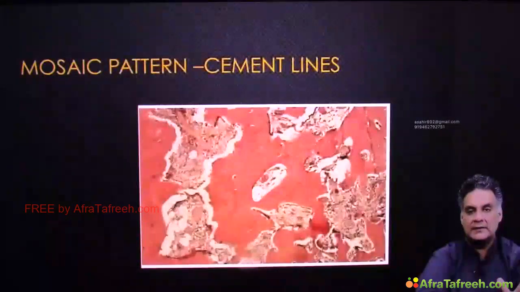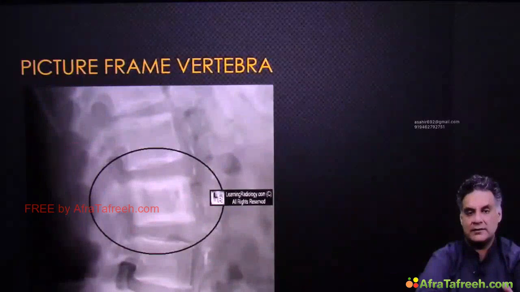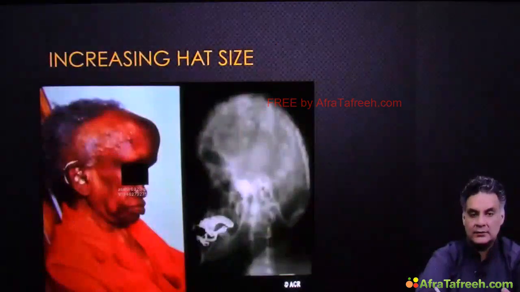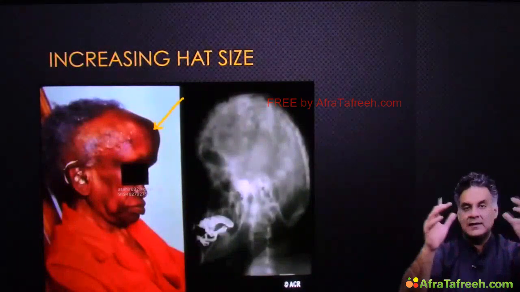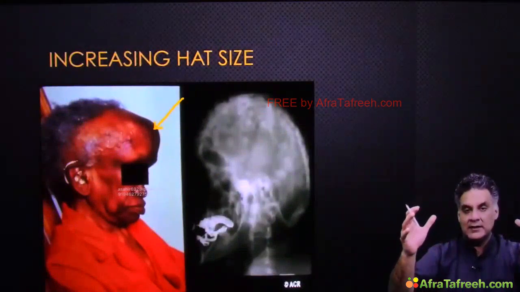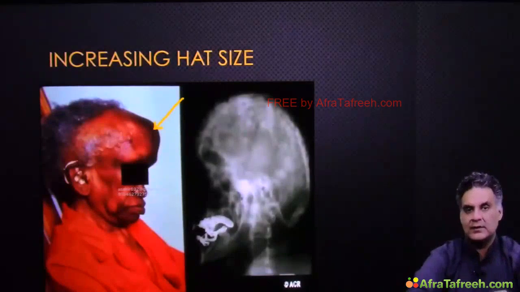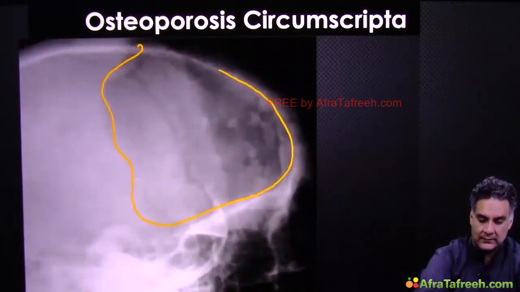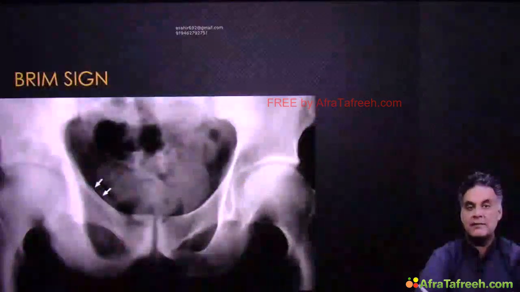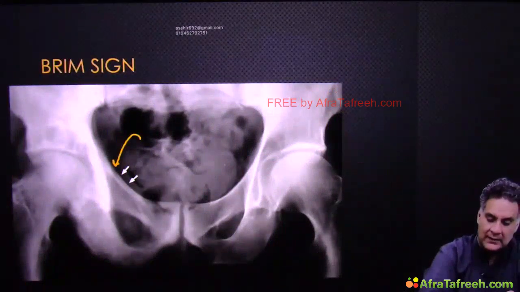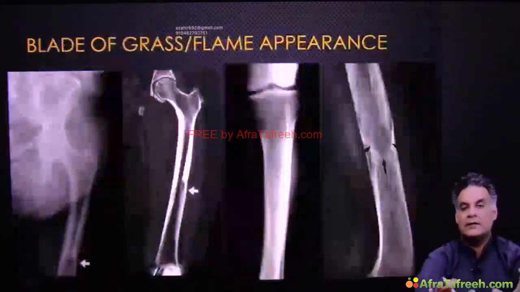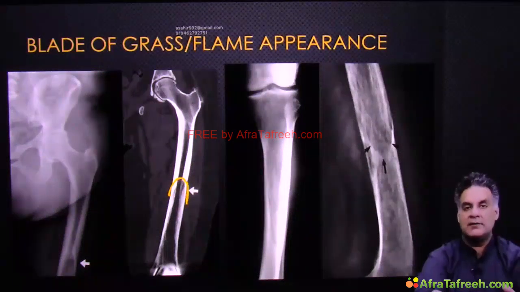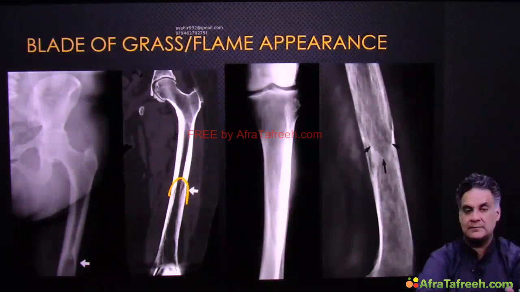So when I look at Paget's, this is a picture frame vertebra, ivory vertebra, whole white, cotton wool skull, or you can have increasing hat size because the skull has deposits. Over time there's a thickening of the skull, so the patient will say, I want to change my hats. So there is increasing hat size. Or there can be a big area of osteoporosis, osteoporosis circumscripta. There can be a thickening of the iliopectineal line called the brim sign. Or there can be resorption of the long bone cortex called flame appearance or blade of grass appearance. This question comes in JIPMER many times.